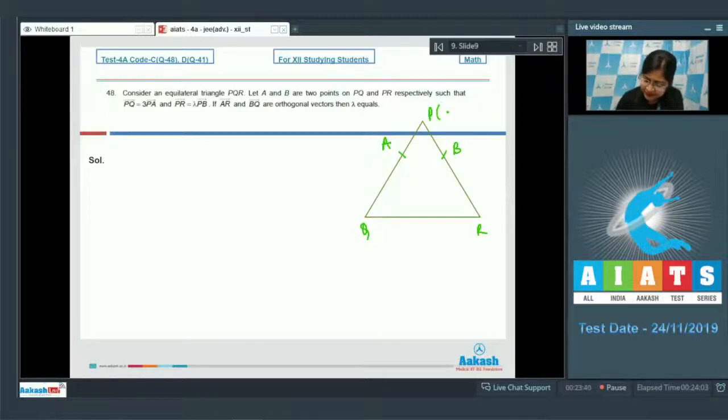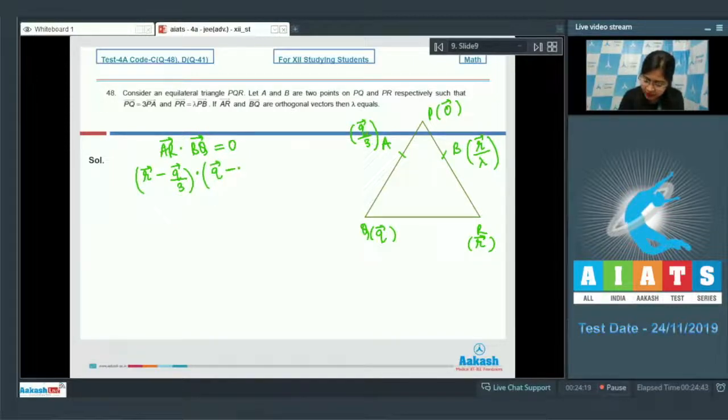So let us say P is 0 vector, this is Q vector and this is R vector. So A vector will definitely be Q vector by 3 and B will be R vector divided by lambda, according to the given condition. So it has been given that AR vector dot BQ vector is equal to 0 because they are perpendicular. So AR vector can be written as R vector minus Q vector by 3, into BQ vector, which will be Q vector minus R vector by lambda.